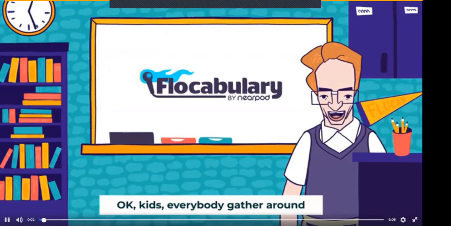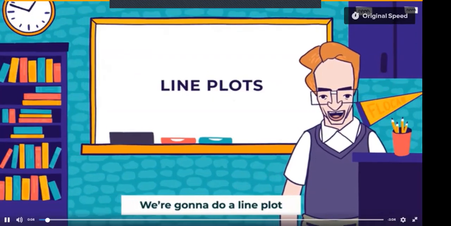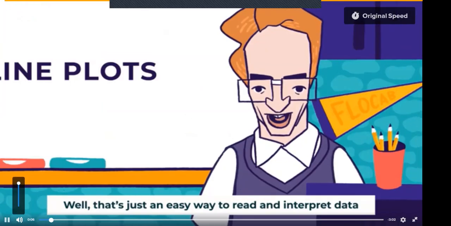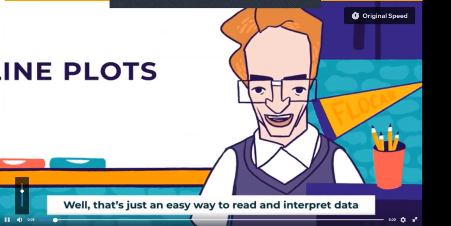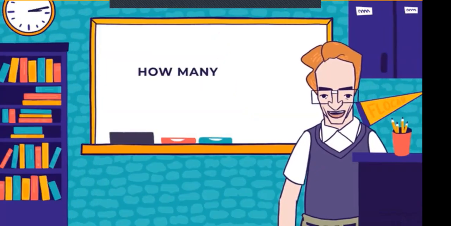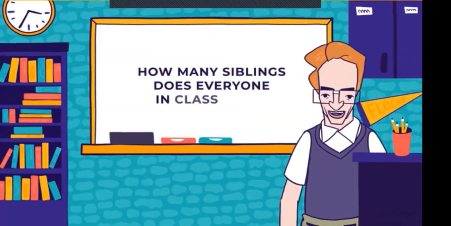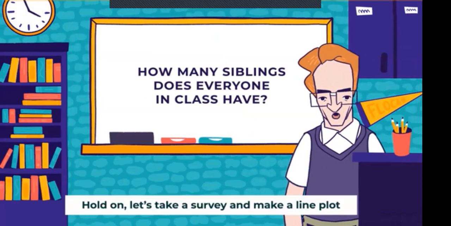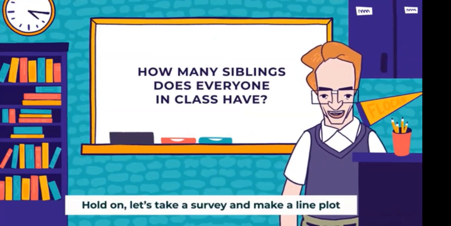Okay, kids, everybody gather around. We're gonna do a line plot. What's that? Well, that's just an easy way to read and interpret data. So let's get some data. How many siblings does everyone in class have? 0. Hold on, let's take a survey and make a line plot.